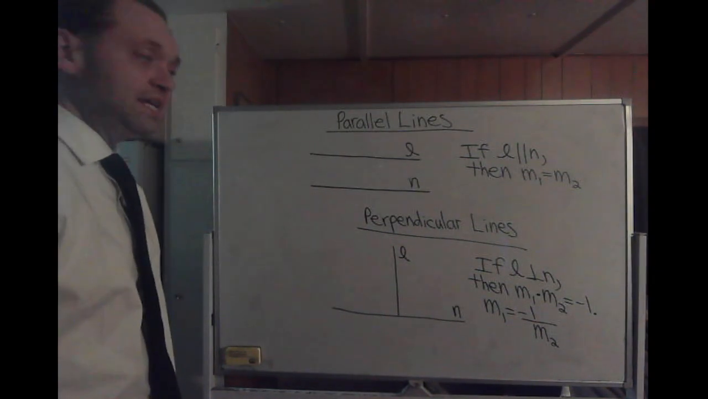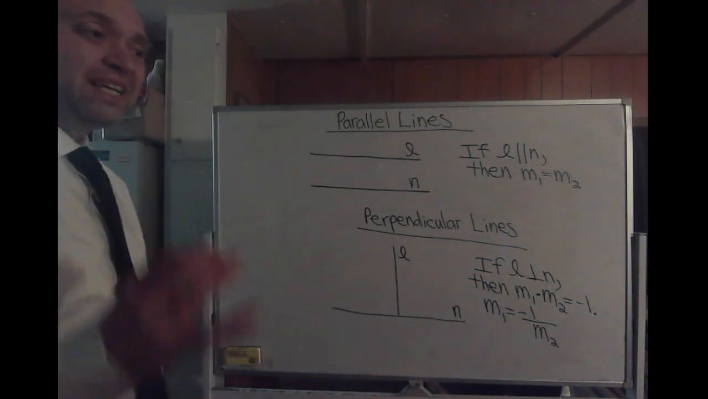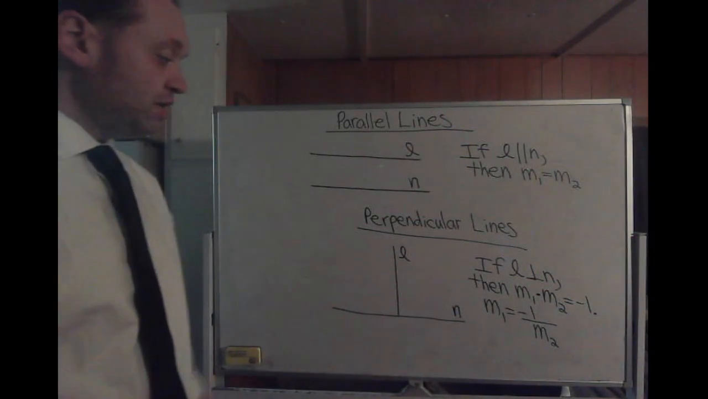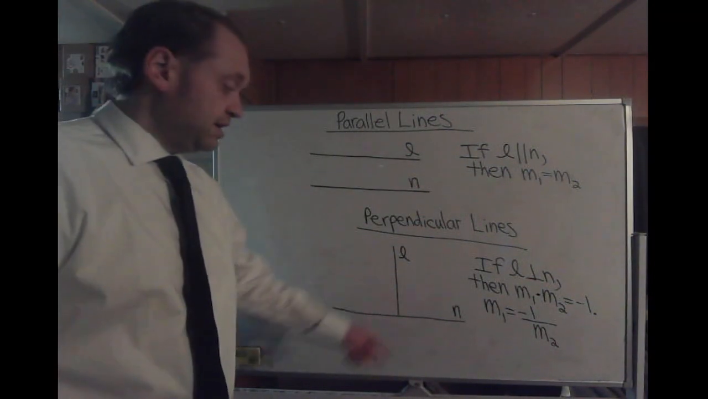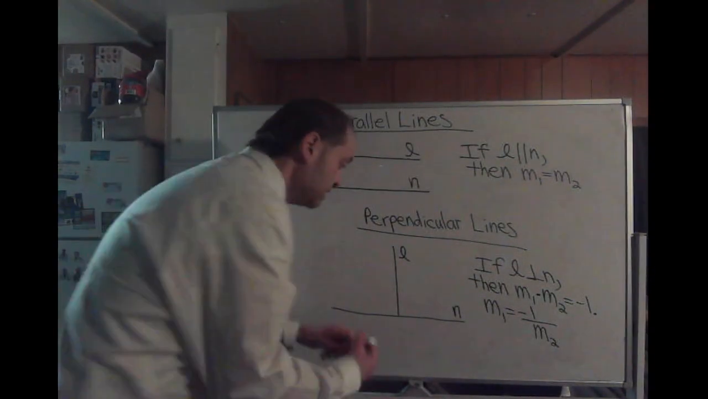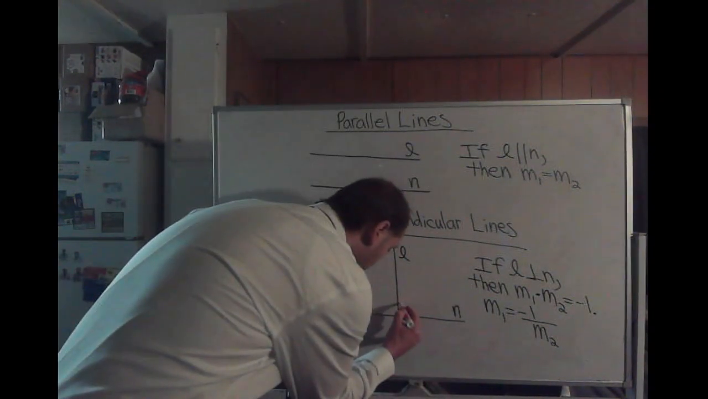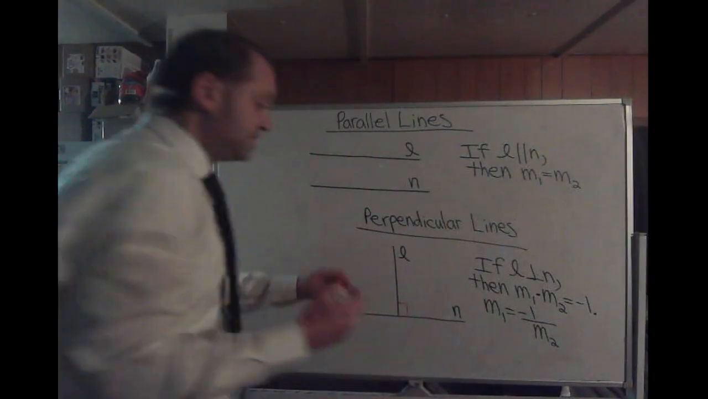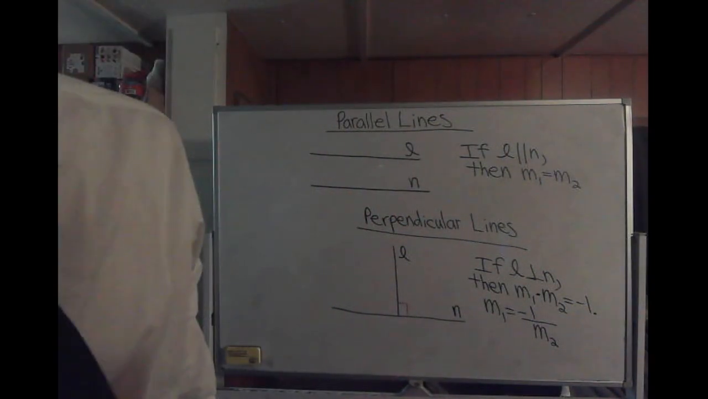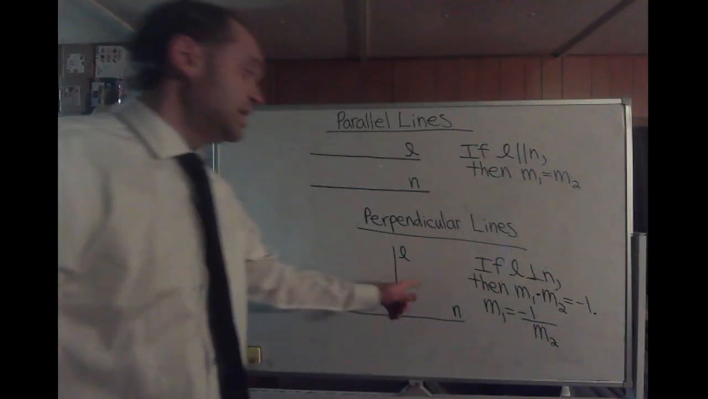So that's pretty easy. What's a little harder is when they're perpendicular. So here we have lines L and N again. This time we have that line L is perpendicular to line N, which I suppose I should probably put a little right angle marker to denote it's perpendicular, right? So we have line L is perpendicular to line N.